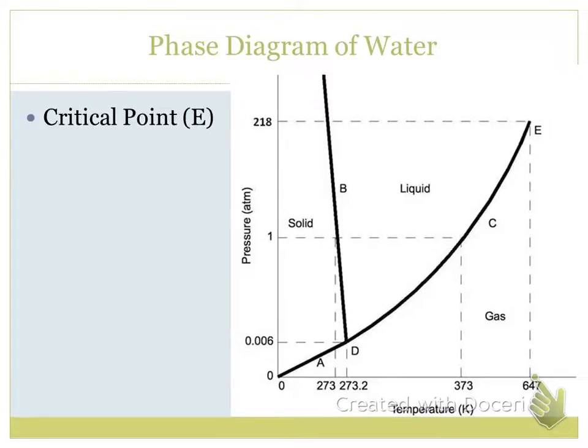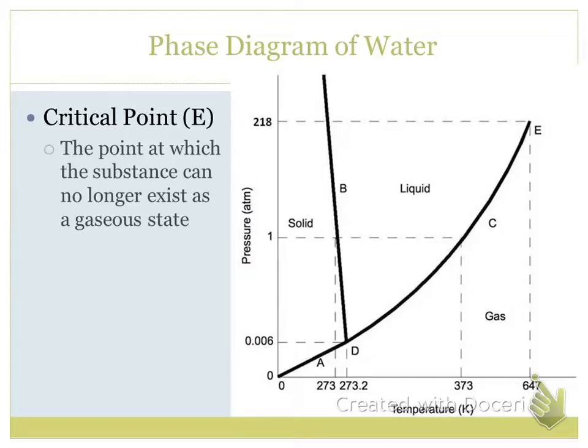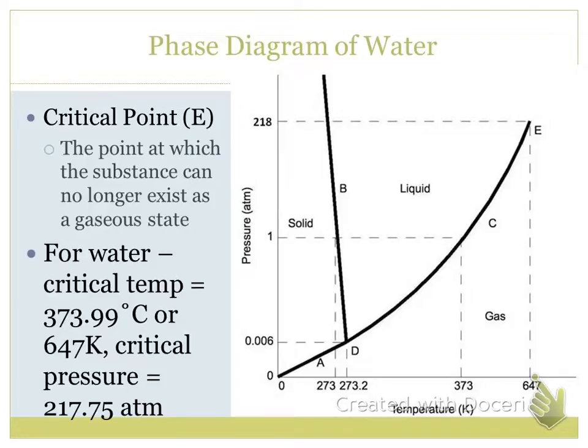The critical point is point E, so that's way up here on top. What the critical point tells us is that the substance no longer can exist in a gaseous state. It can no longer be a gas because the temperature is too high and the pressure is too high. It's starting to just condense smaller and smaller, and we just can't survive as a gas anymore. For water, the critical conditions are 647 Kelvin and 218 atmospheres. That's why those dotted lines are drawn there, because it's telling us exactly what those conditions are.